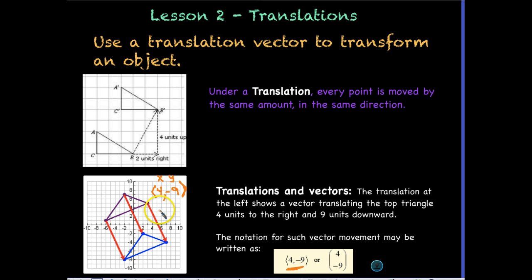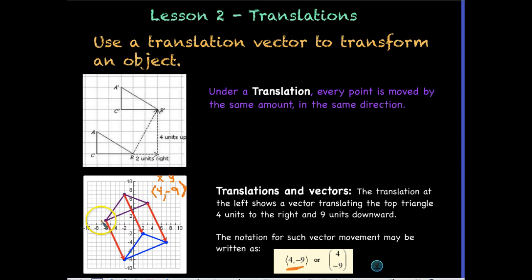So it is very similar. It's just that this tells us how much movement we need from our x and how much movement we need from the y. When I look at the 4, it says we need to go in the positive direction 4 spots. And for the y, we need to go in the negative direction 9 spots or 9 units.